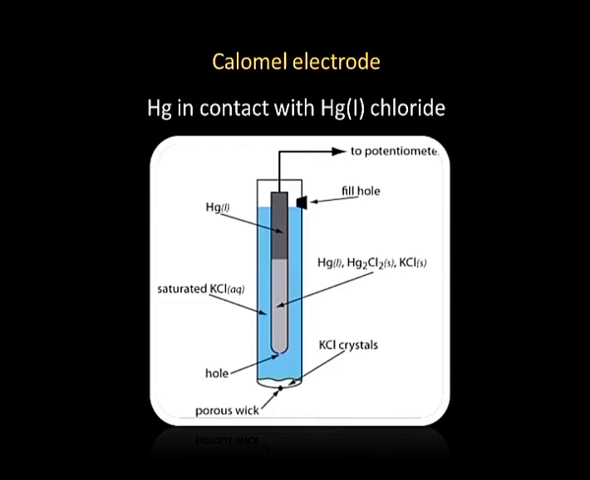You can see here we have a porous wick, a hole, and in the porous wick we have KCl crystals, and the inner tube possesses mercury, mercurous chloride and KCl, whereas the outer solution possesses saturated KCl. For providing connection, we have mercury at the top of this paste, which goes to the potentiometer.